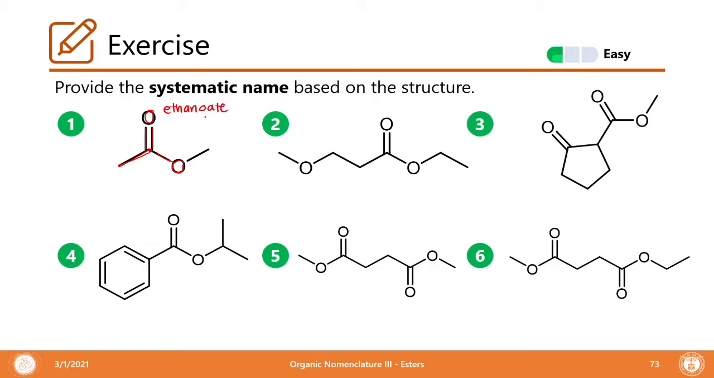So we have an ethanoate. And then the other side, I'll use purple, we have a methyl group. So when we assemble the name, it would be methyl ethanoate.